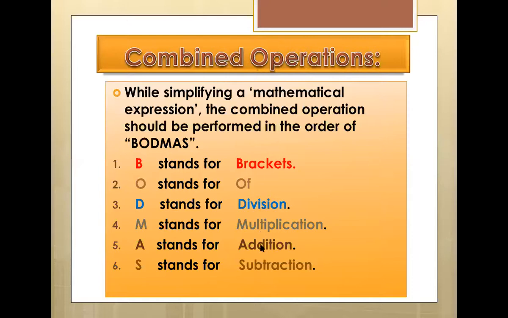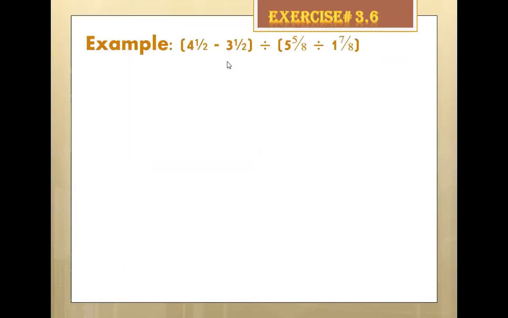Okay, now I'm going to show you with the help of some examples. Here you have an example from exercise number 3.6. If you look very carefully, here you have number one, brackets, round brackets or parentheses. Inside the brackets you have 4 whole 1 upon 2 minus 3 whole 1 upon 2 divided by 5 whole 5 upon 8 divided by 1 whole 7 upon 8. So just forget about this sign of division here.